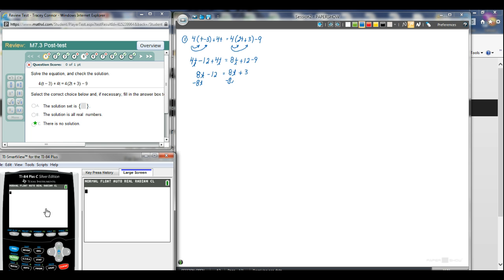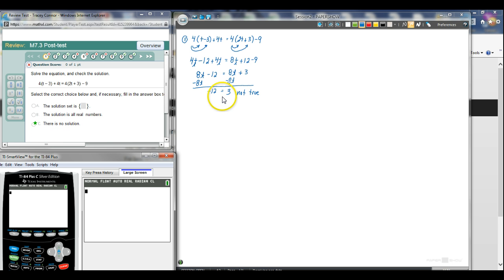remember, what we're doing is keeping this in balance and trying to get our t on one side and the numbers on the other. The minute you do this, you'll see that those t's drop out. What you're looking for then is, do we end up with a true statement? Negative 12 equals 3 is not true. So if you end up with something that doesn't make sense, the answer is there is no solution.